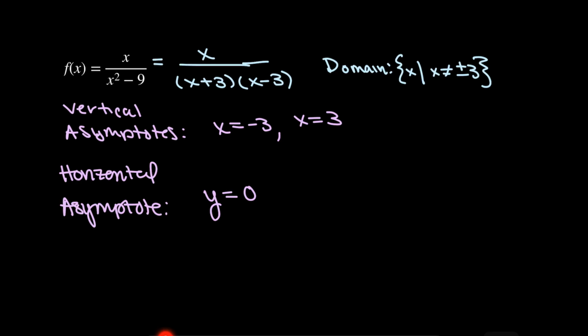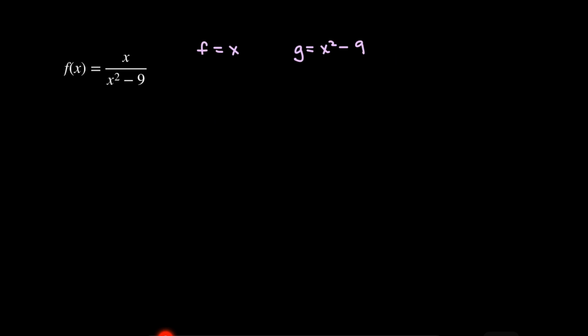So we're going to have to find the first derivative, and that's going to give us information about increasing and decreasing. I'm going to use the quotient rule to find my derivative. The numerator, the f, is x. The bottom, the g, is x squared minus 9. So f prime is 1, and g prime is 2x.